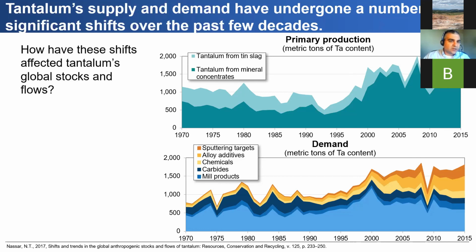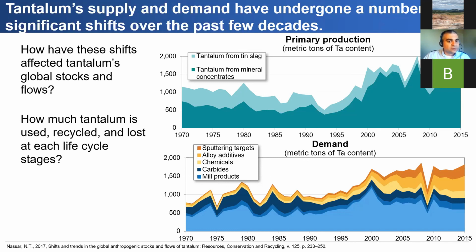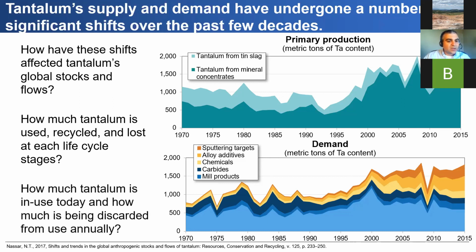So the questions that we had are, how are these shifts affecting tantalum's global stocks and flows? How much tantalum is used, recycled, and lost at each life cycle stage? How much tantalum is still in use today, and how much can be discarded? How much is being discarded annually? And the question there is, as you can imagine, that geologically we don't necessarily have a lot of tantalum readily available, and probably won't in the United States. But we are importing a lot of tantalum in terms of finished goods into the United States, as well as raw materials. So we wanted to understand what is potentially available, because maybe the lever to pull here and the strategy that might be most effective is to increase recycling to solve this issue.